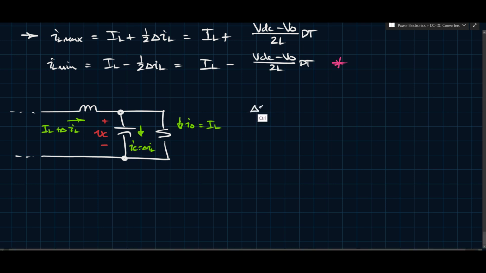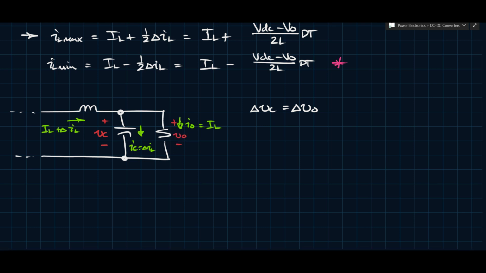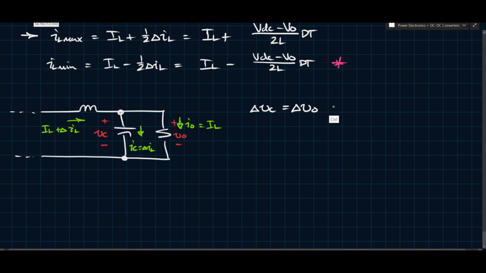I'll end up with delta VC being equal to, well, first of all, it's equal to delta VO, and VO is this voltage here, obviously, because the two are in parallel, right? So it has to be equal. So whatever ripple you see on the capacitor, you'll see the same ripple at the output. So if we can minimize the ripple on the capacitor, we can minimize the ripple at the output.